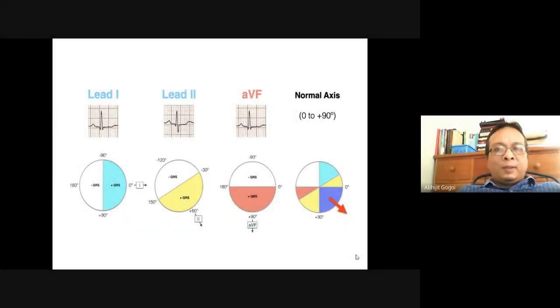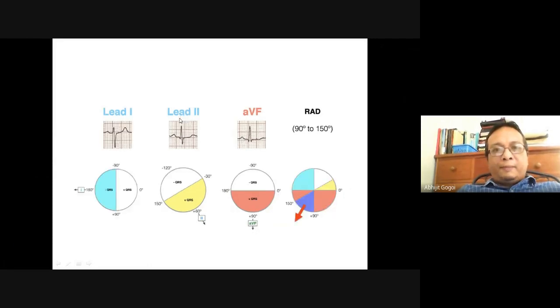To understand bifascicular block, you have to go to the normal cardiac axis. You should know the normal cardiac axis. You can see in this ECG that when lead 1 is positive and lead 2 is positive, then we can understand that this is a normal cardiac axis.